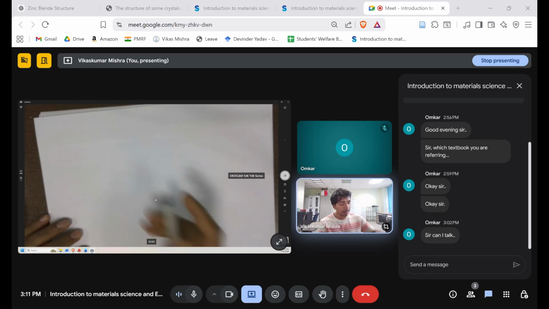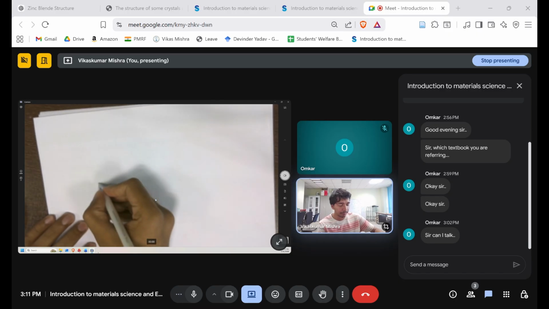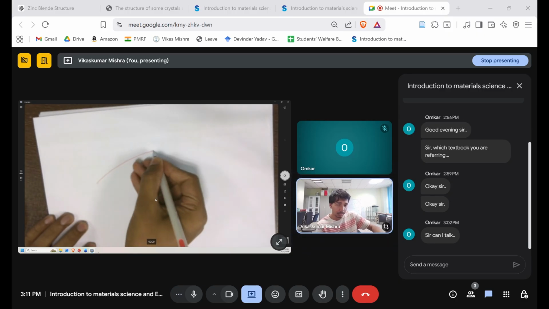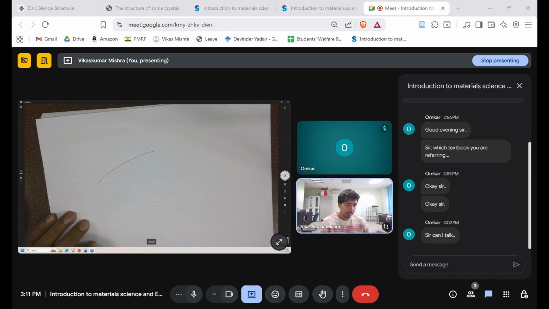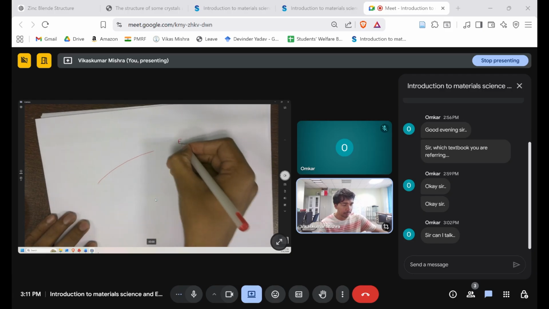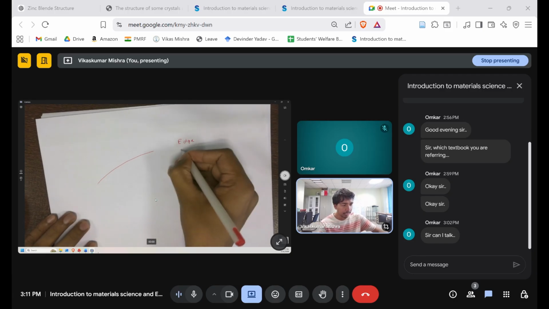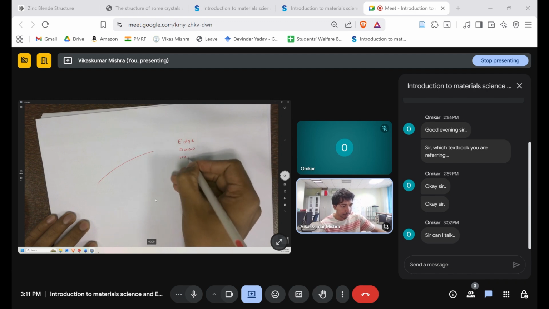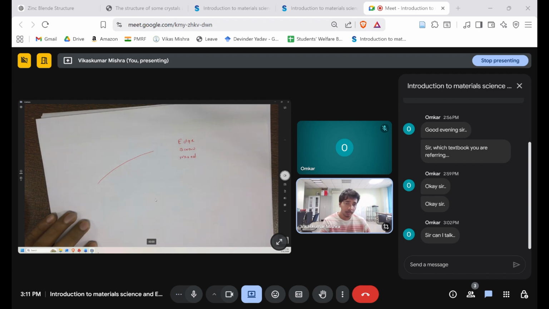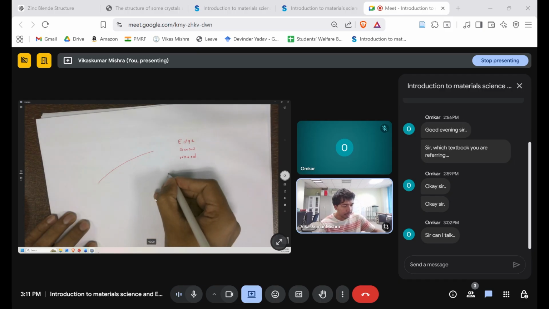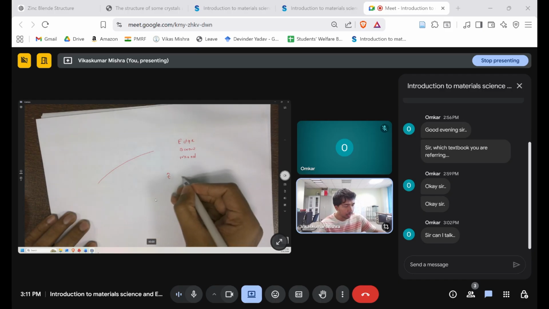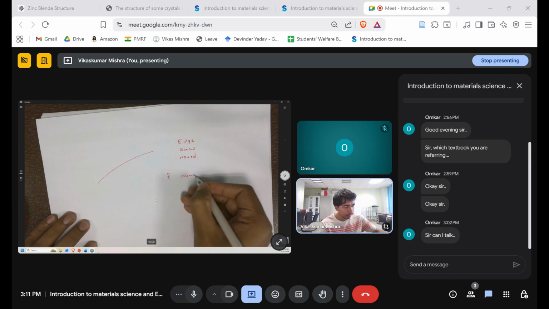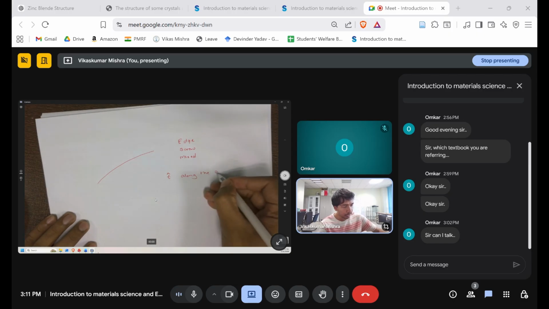Let's say I have a dislocation line. The dislocation line is like this. It can be edge, it can be screw, it can be mixed also. What is the tangent vector? The tangent vector is always along the dislocation line.